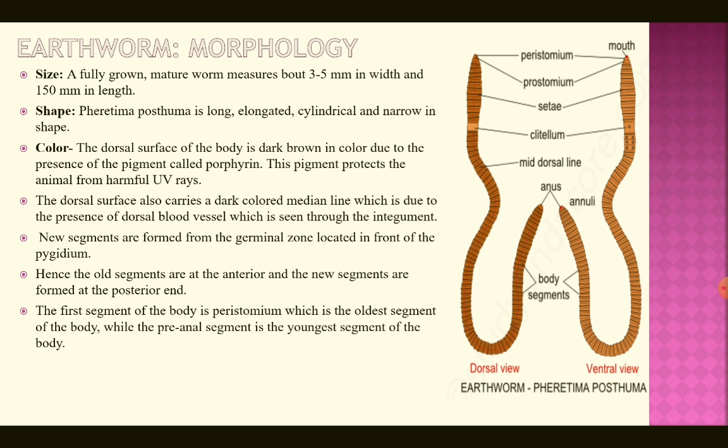So if you look at this picture, you can make out the very first segment labeled as the peristomium, and in front of the peristomium you have one more overhanging segment called the prostomium. The dark black bands that you see in every segment are the setae, which help in locomotion. And then you can see a thick glandular structure called the clitellum. We will learn in detail what these structures are.